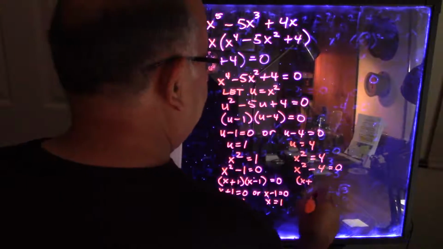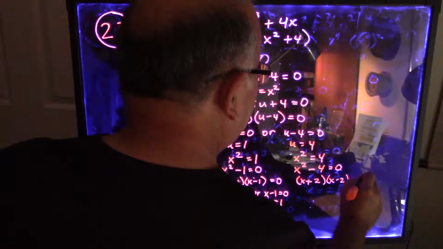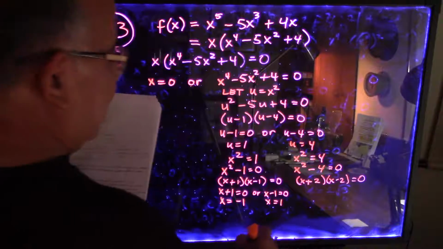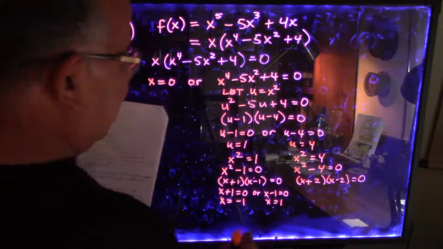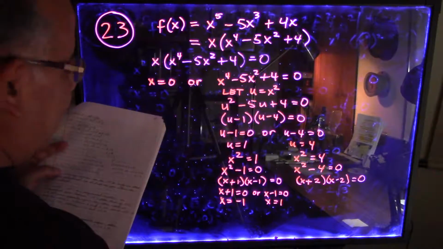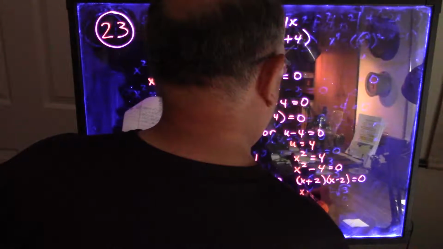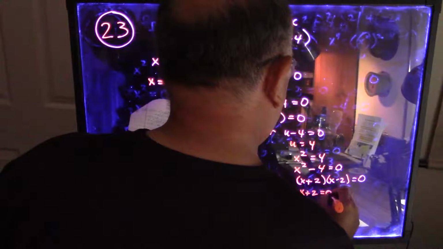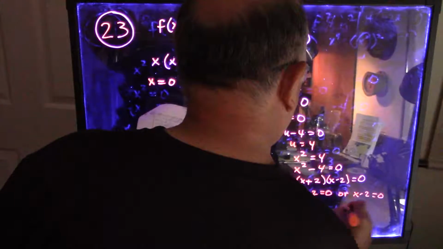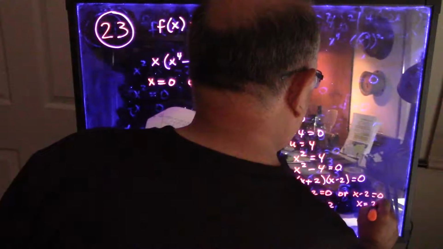And this is the difference of squares again. X plus 2, x minus 2 equals 0. It's always good to know more than one way to do these, because sometimes one way might not work, whereas another way would. So it always helps to know more than one way. So x plus 2 equals 0, or x minus 2 equals 0, and so x equals negative 2, or x equals 2.